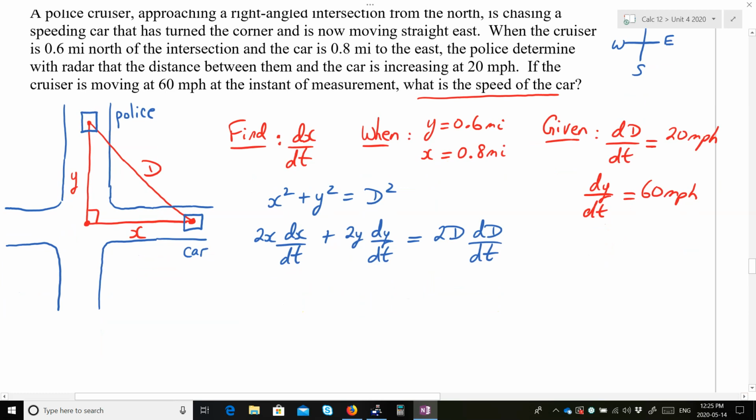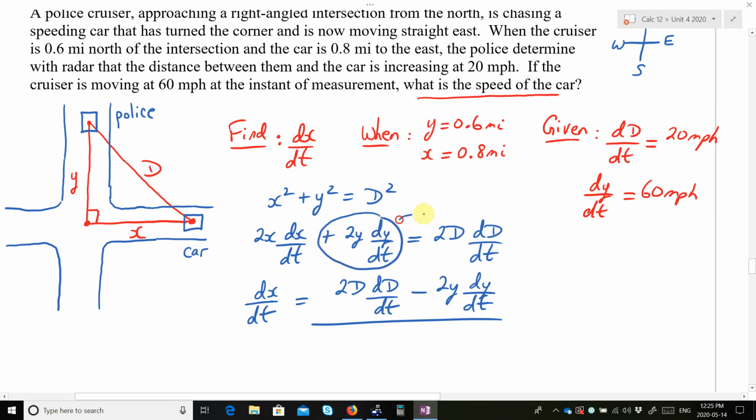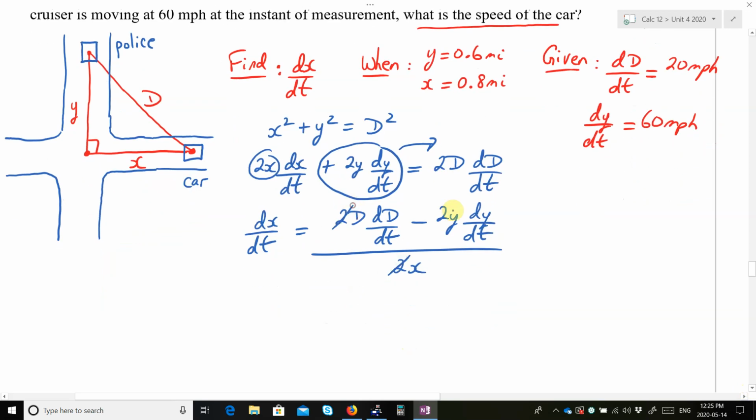And we want to get dx/dt by itself. So dx/dt is going to equal 2d dd/dt minus 2y dy/dt. So I'm taking this and subtracting it over, and then I'm going to divide by 2x, divide by 2x like that. Okay, and so we can cancel out those 2's.